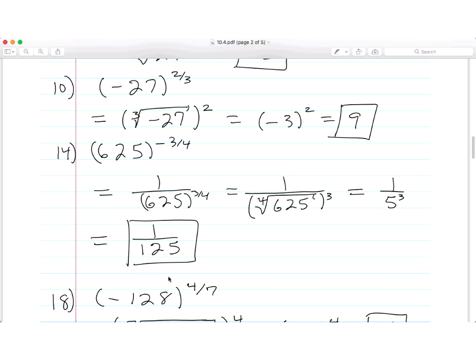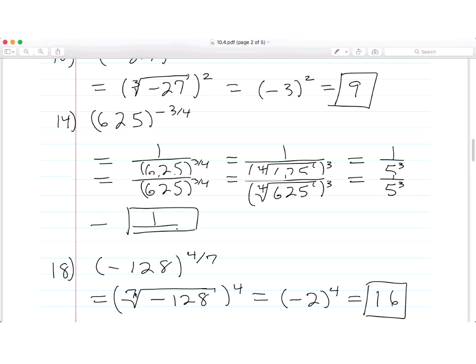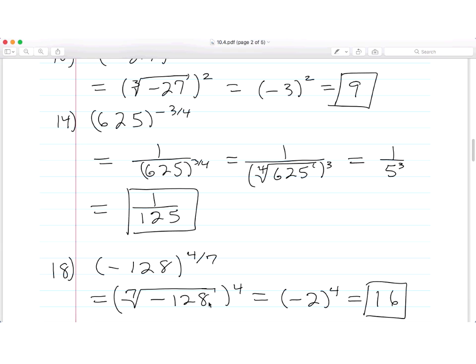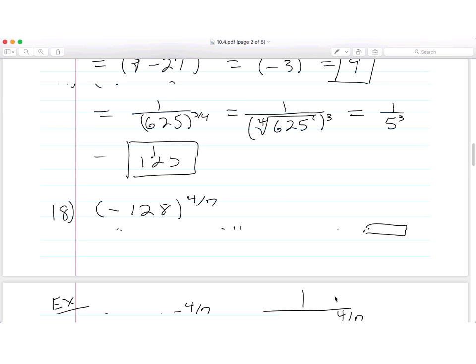Let me do problem number 18, negative 128 to the power 4/7. So let's take the 7th root first. The 7th root of negative 128 is negative 2. And now let's raise that negative 2 to the power 4. Negative 2 times negative 2 is 4, times negative 2 is negative 8, times negative 2 is 16. So my answer is a positive 16.